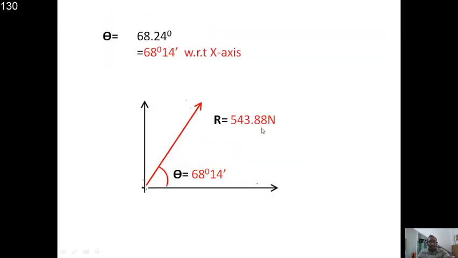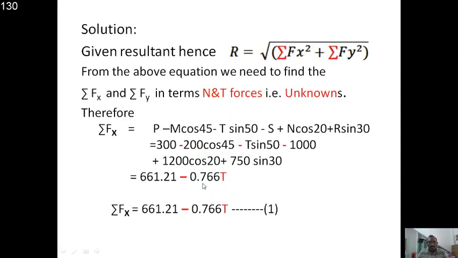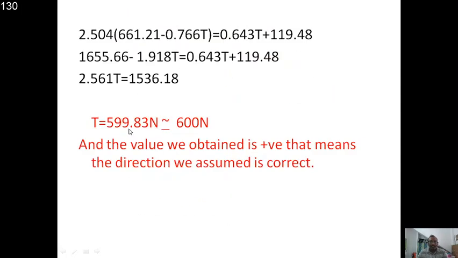So these are the earlier values. I keep the same values here too, and ask to find the theta value, that is the T force. Now after solving, you got 599.83, which is very nearly equal to 600 newtons. Hence your procedure is right.